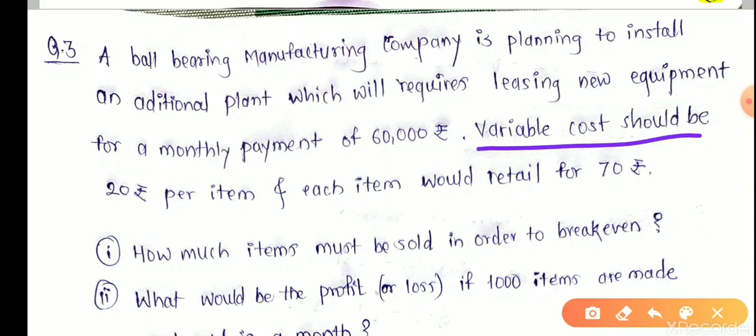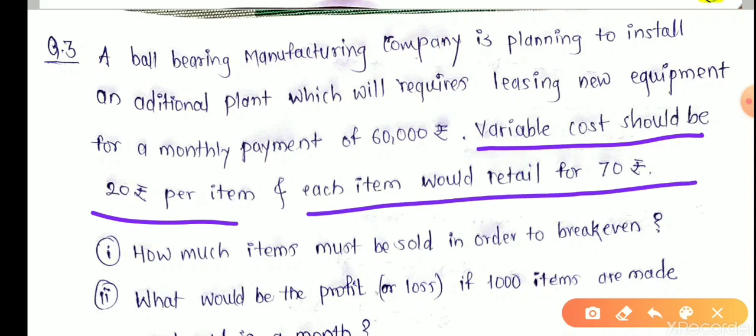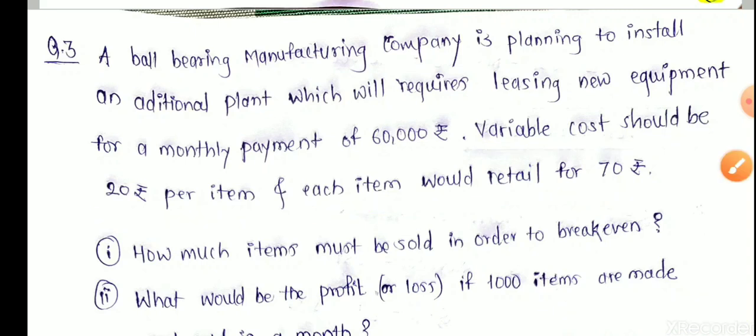Then the variable cost is 20 rupees per item. Variable cost is given, meaning the manufacturing price for a single item is 20 rupees, and each item is sold for 70 rupees in the market.